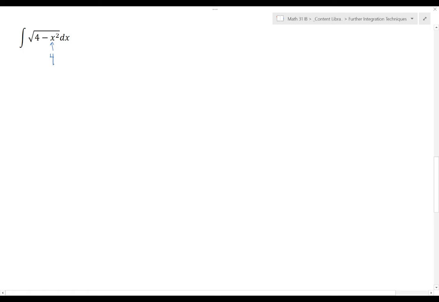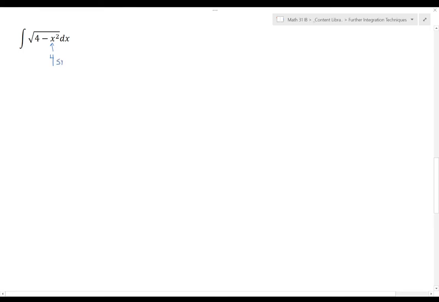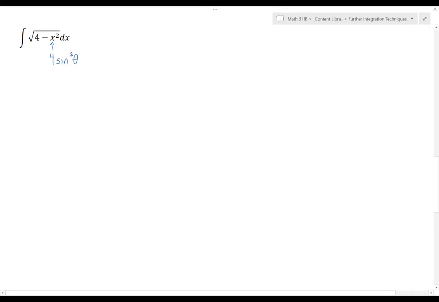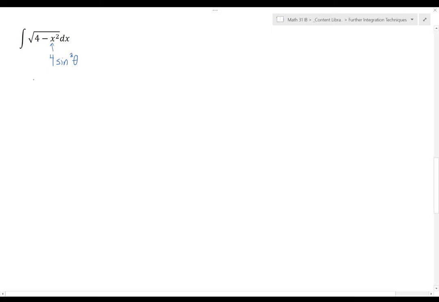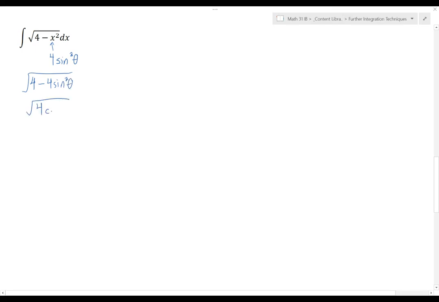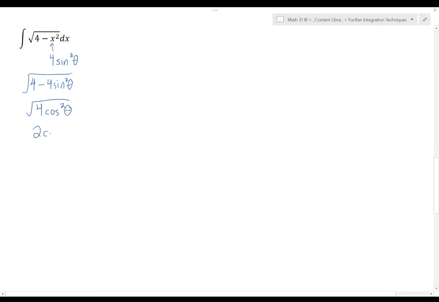So I can make this 4 cos squared or 4 sine squared. Doesn't really matter which. I like to use sine because its derivative is positive, so it messes with the negative signs a little less. So I'm going to replace x squared with 4 sine squared so that the square root of 4 minus 4 sine squared is going to be the square root of 4 cos squared theta, which would then allow me to get rid of the square root and just have 2 cos theta.